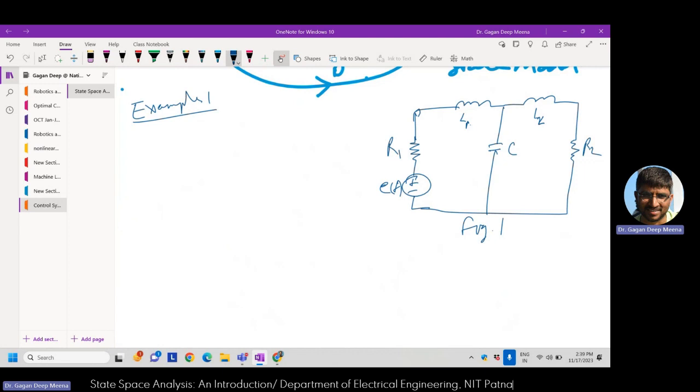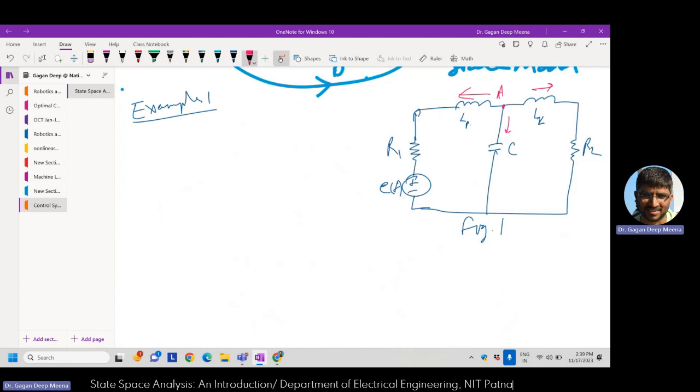So let's assume the state variables first. I can see that my current will be varying with both the inductors, and there will be a variation with respect to time on the capacitor side. So first I'll use Kirchhoff's current law at this node, which I can call node A. Okay, and the direction of current I can make like this.